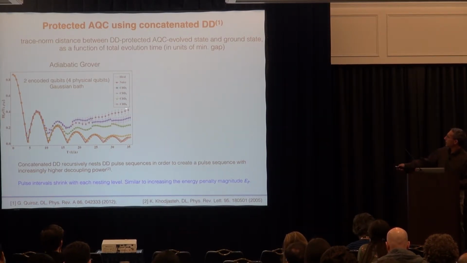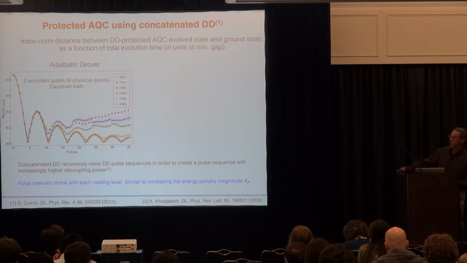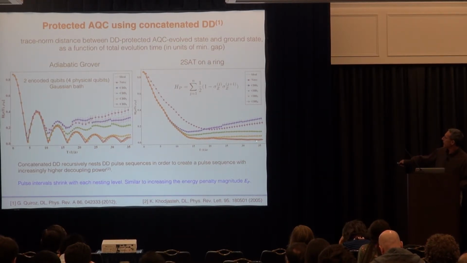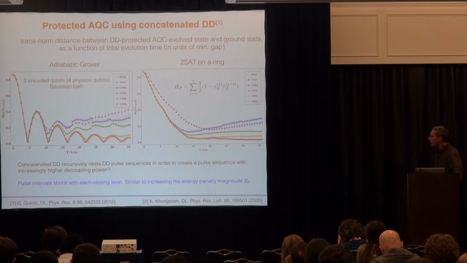And indeed, as you increase concatenation, the performance gets better and better until it becomes indiscernible from the ideal evolution for this Grover example. And here's another example, 2-SAT on a ring, and it's the same story. As you increase the concatenation level, the evolution becomes indistinguishable from the ideal. So this idea works.